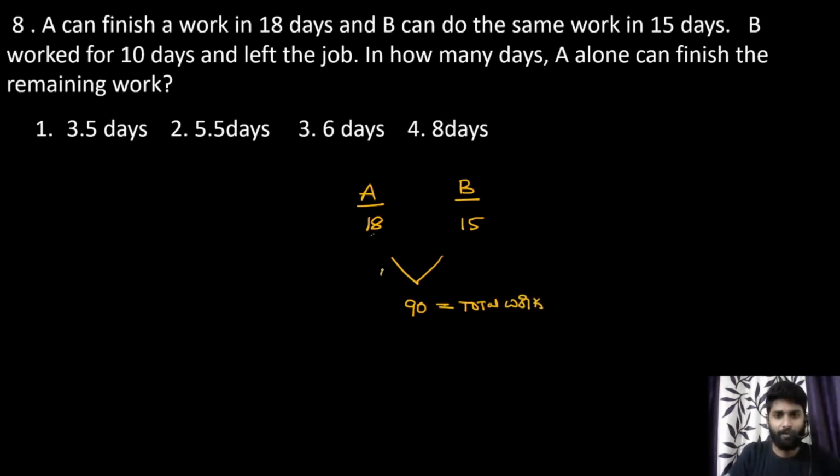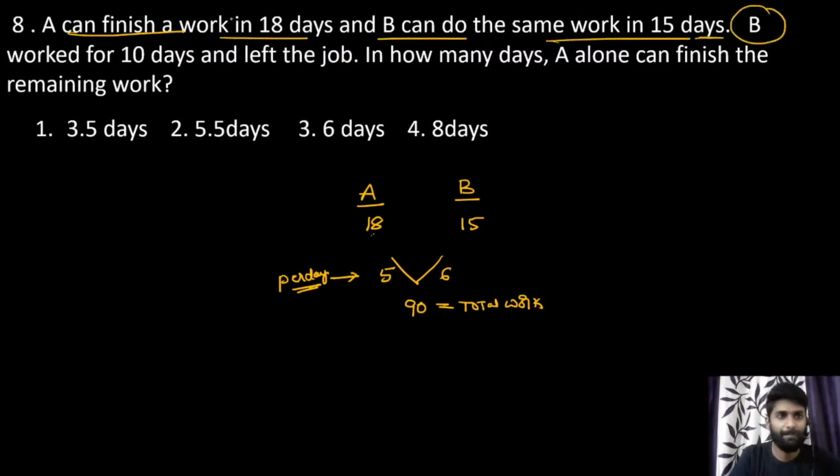Then A performs 5 units per day. So it always indicates per day work. B performs 6 units per day. Clear? So A performs 5 units per day, B performs 6 units per day. So that is the information from the first two lines. A can finish the work in 18 days, B can do the same work in 15 days.